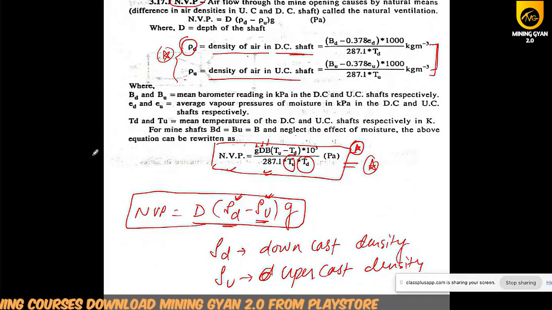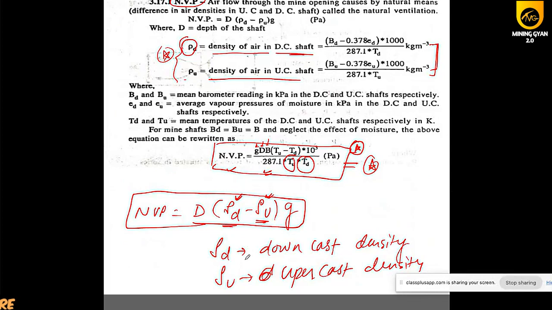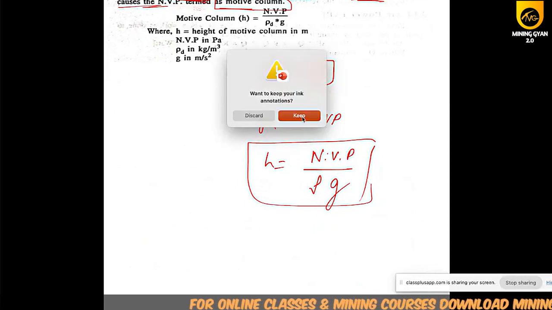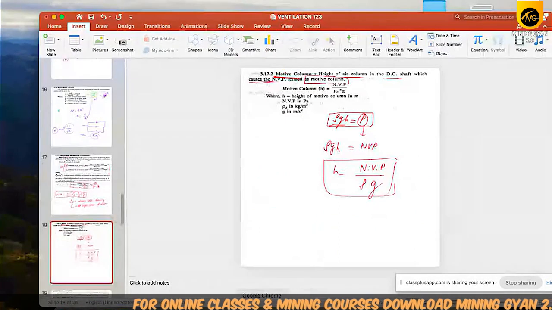NVP is G G dB (Tu minus Td), or you can say T2 minus T1, or T upcast minus T downcast, into 10 to the power 3, divided by 287.1 times temperature of upcast multiplied by temperature of downcast. Then we have seen motive column, which is NVP divided by rho g, that is density of the downcast, into z.